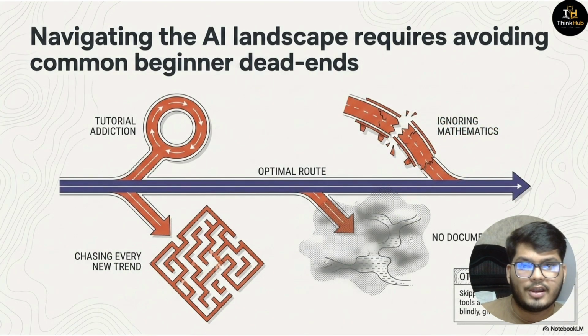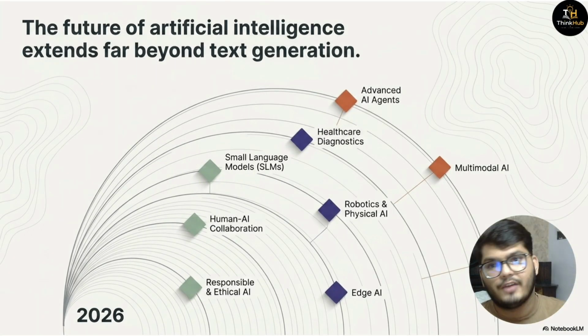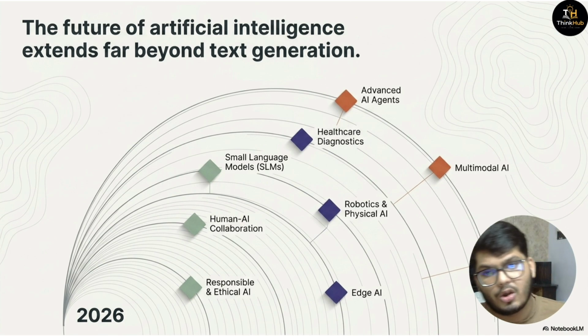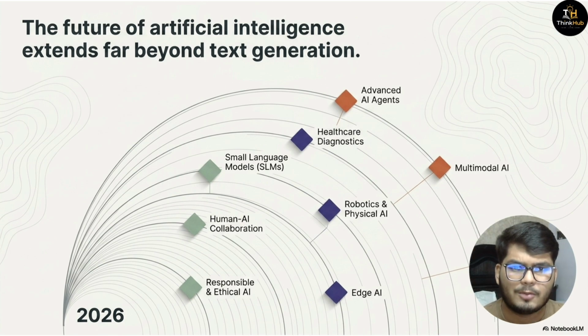And this is the navigating part, you can read it along with that. And this is the future of artificial intelligence in 2026. It's basically healthcare. You can choose healthcare, human AI collaboration. You can read all those points, and multimodal AI and all.